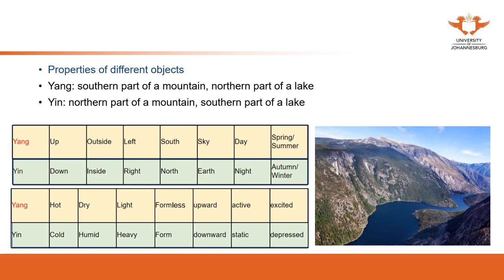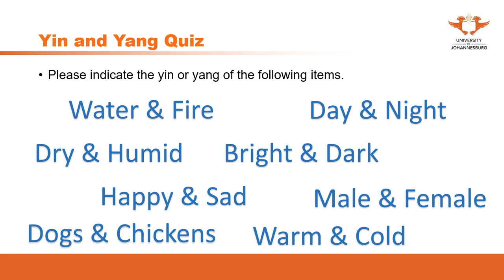Then you will understand that we actually use yin and yang theories to put everything in nature into two groups. One group, the group name we call yang, the other group name we call yin. That's exactly why we use the theories. The up, outside, highs, sky, they all have something in common. Then there's some quiz here.